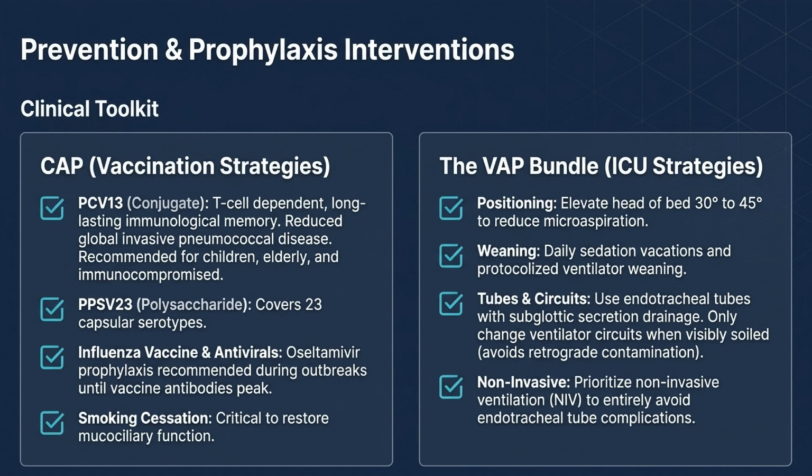We have some strategies in the ICU to prevent ventilator-associated pneumonia, like elevating the head of the bed to 30 to 45 degrees to reduce aspiration. Use daily sedation vacations to facilitate weaning and prioritize non-invasive ventilation, whenever possible, to avoid the ETT altogether.